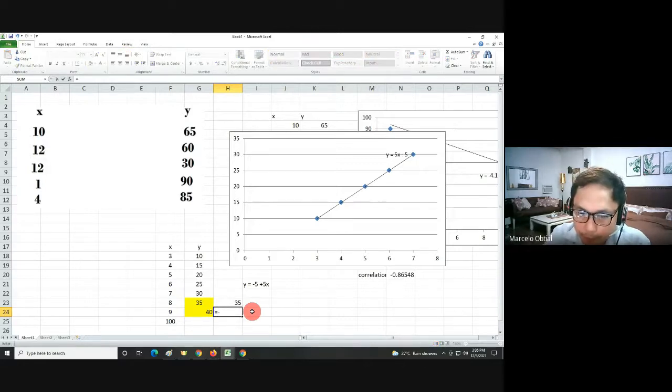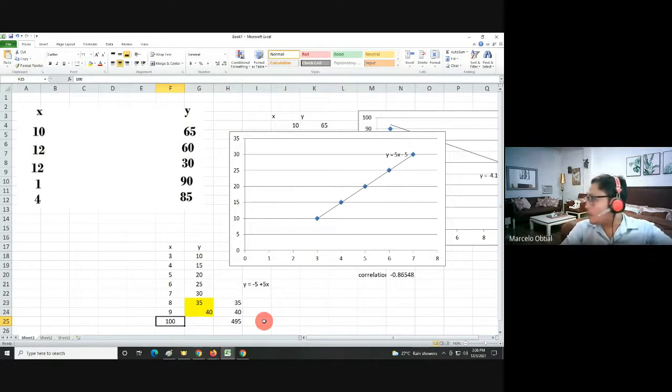So if your x here is 9, just substitute: negative 5, then plus 5 times 9. Should give you 40. If x is equal to 100, negative 5 plus 5 times 100, that is 495. Very good, nakuha niya, Shelo.